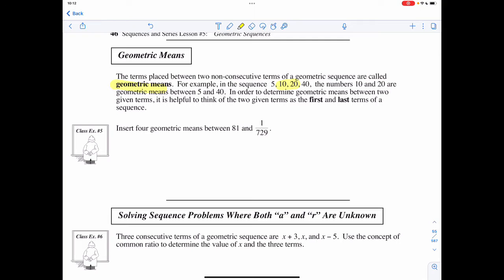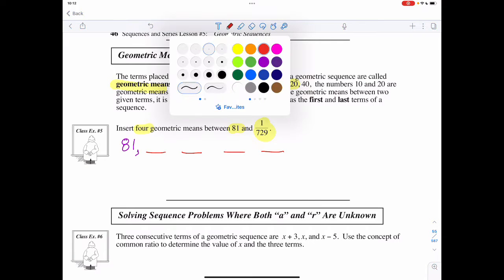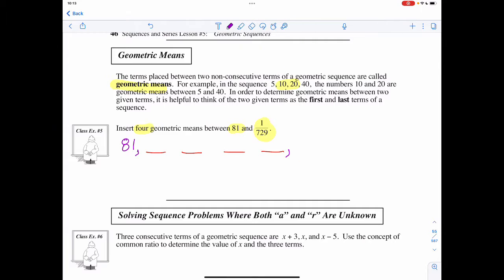So if it says insert 4 geometric means between 81 and 1 over 729, then I'm going to have my first term be 81. I need to insert 4 terms in between: 1, 2, 3, 4. And then my last term is going to be 1 over 729.